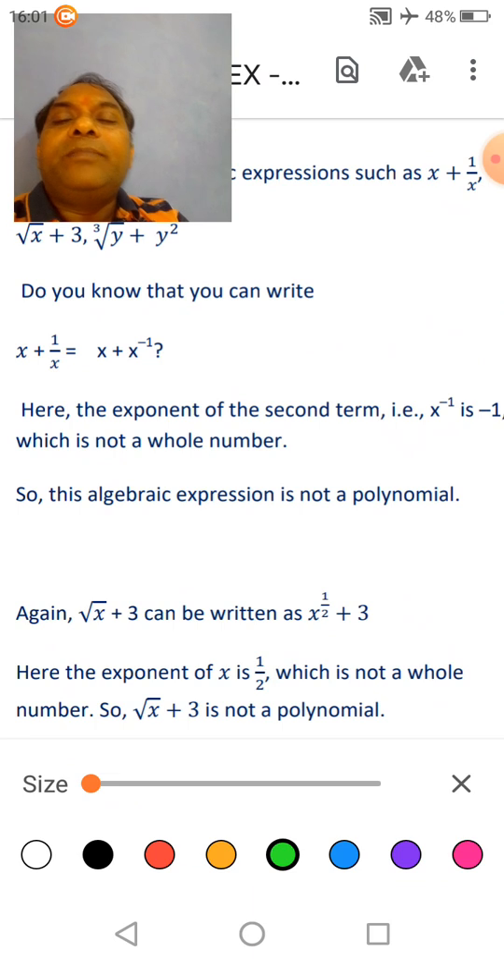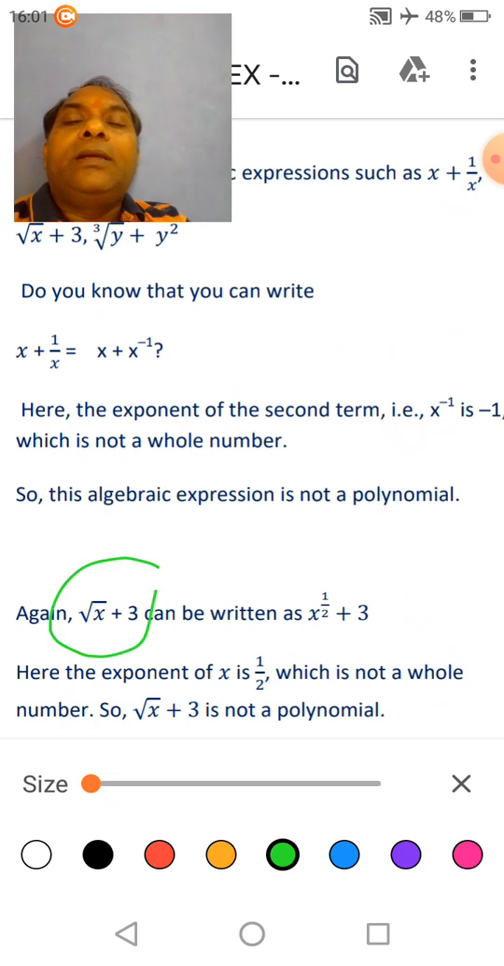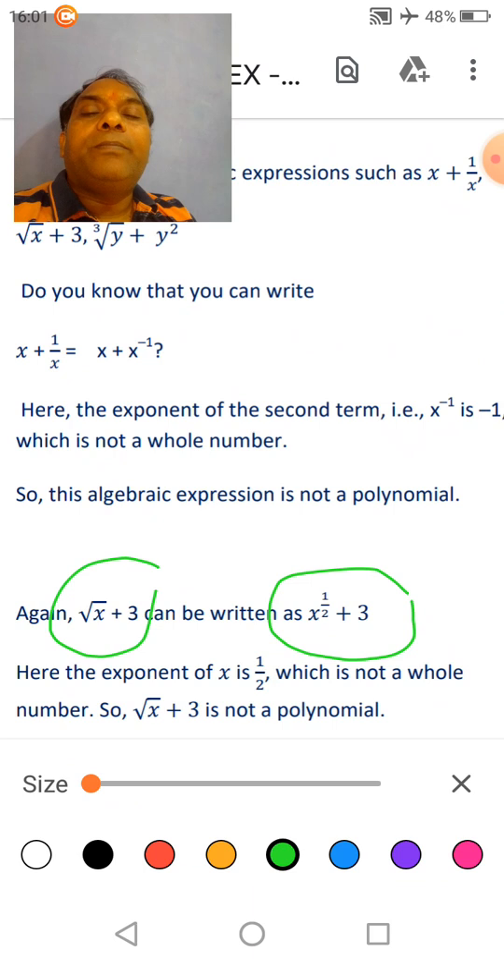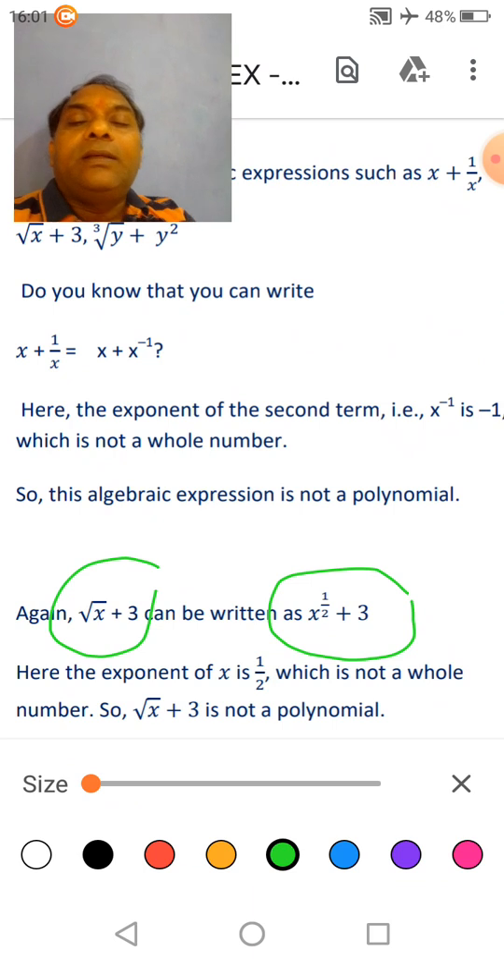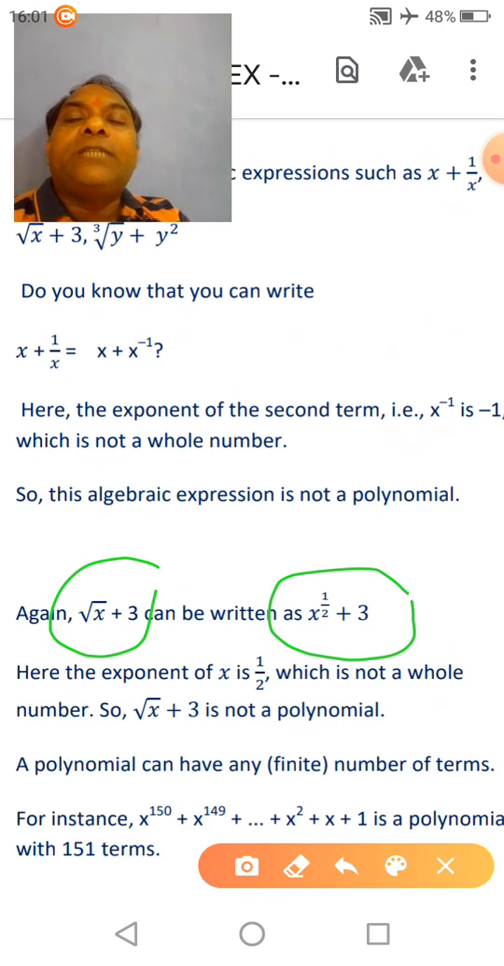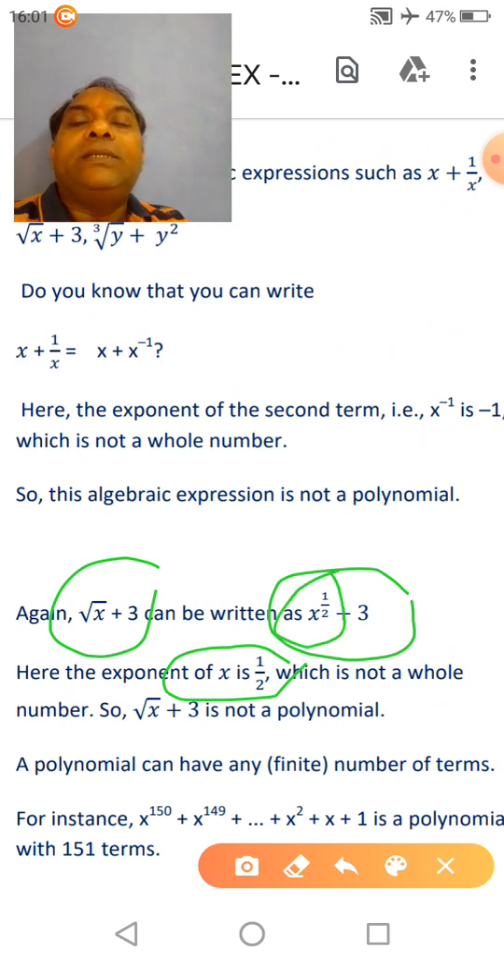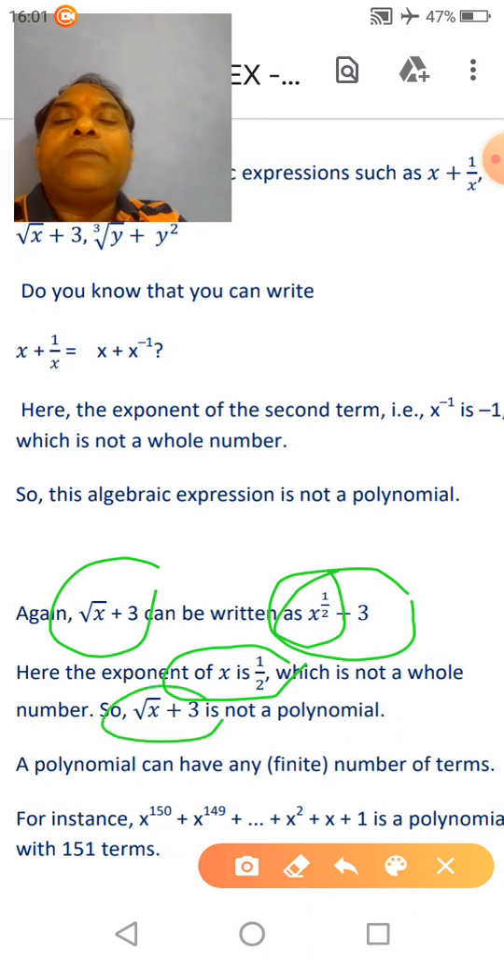Next example, root x plus 3. Root x plus 3, you can write it as x to the power 1 by 2 plus 3. Here the exponent of x is 1 by 2, which is not a whole number. So root x plus 3 is not a polynomial.